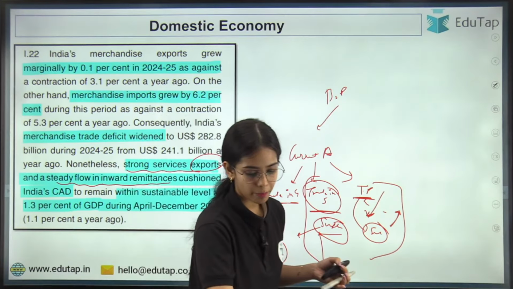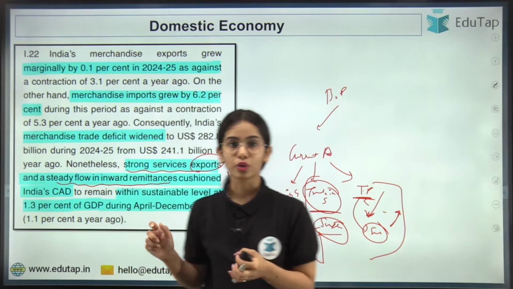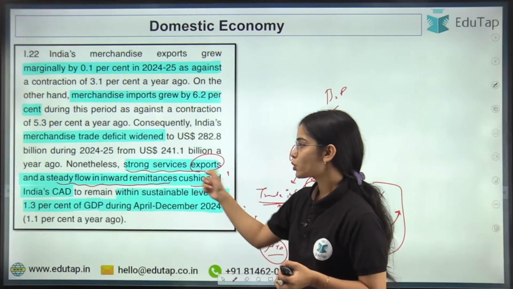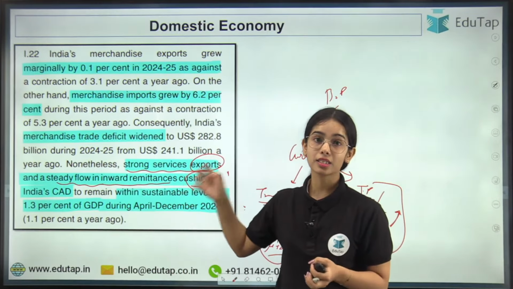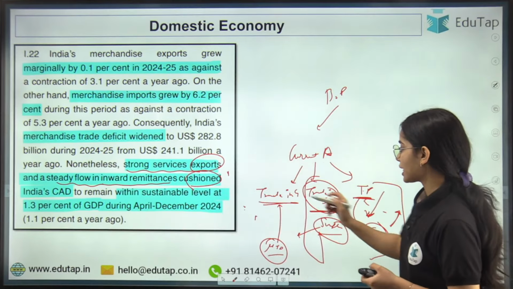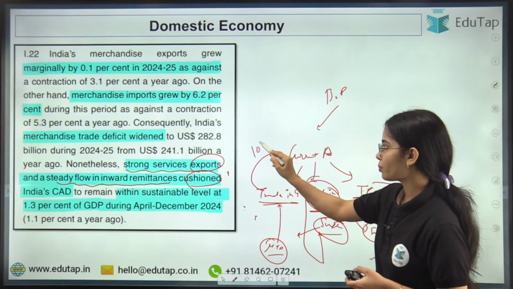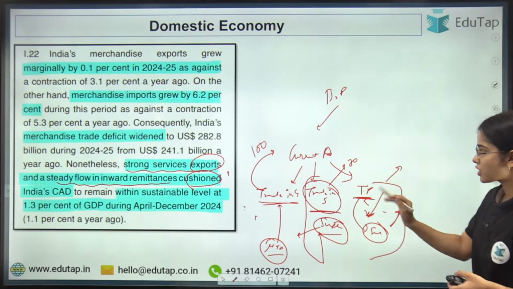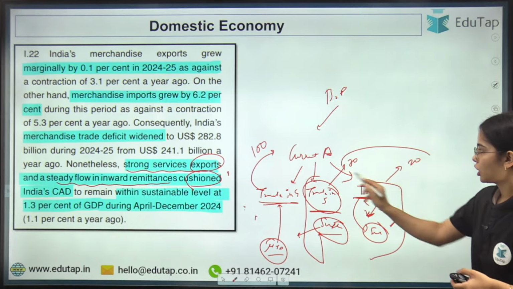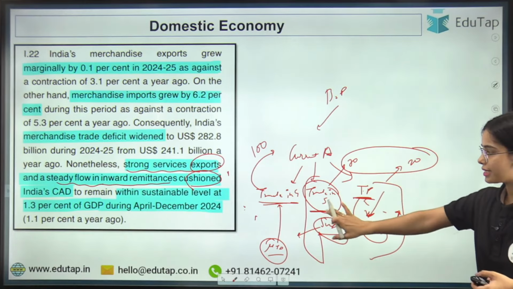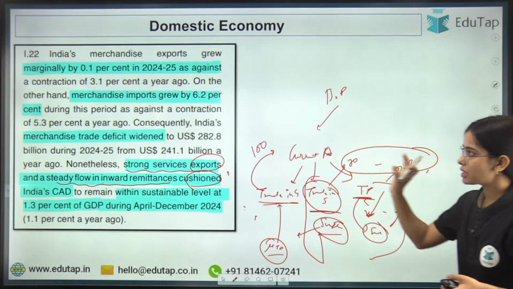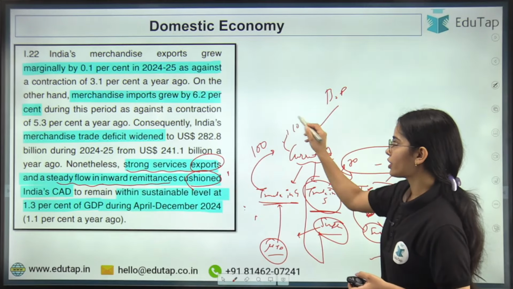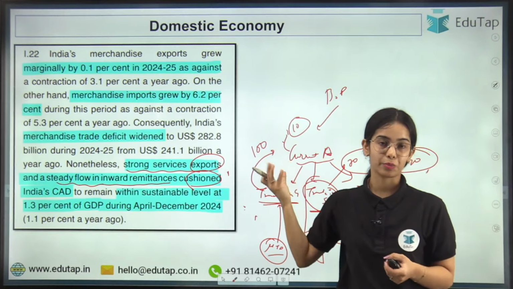It was able to cover a part of the deficit in the trade in goods. So strong services exports and a steady flow in inward remittances cushioned India's current account deficit. You can understand that trade in goods is in deficit of 100 rupees, the trade in services is in surplus of 70 rupees, and transfer payments was in surplus of 20 rupees. So the surplus of trade in services and transfer payments of 90 rupees covered a part of the current account deficit, and the current account deficit that was left was 10 rupees only.